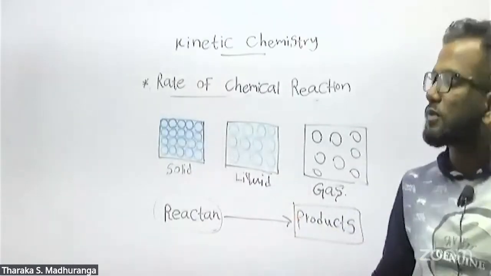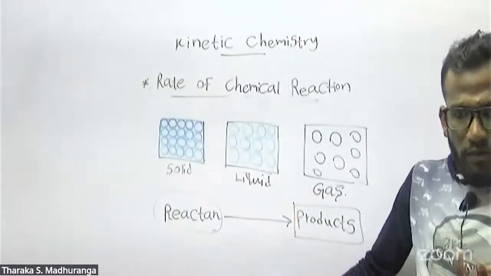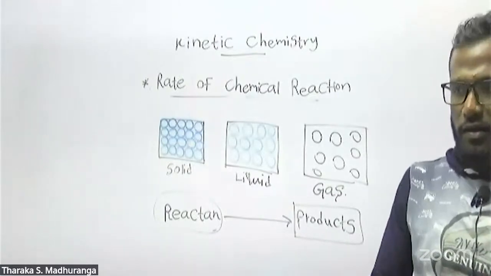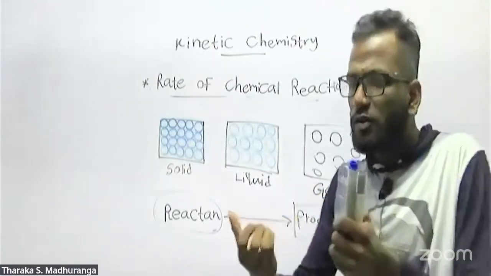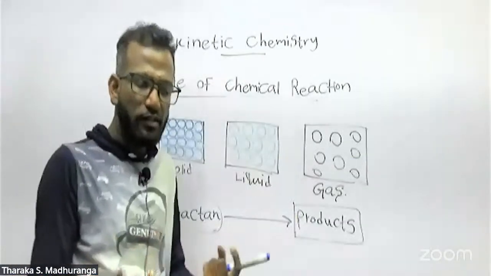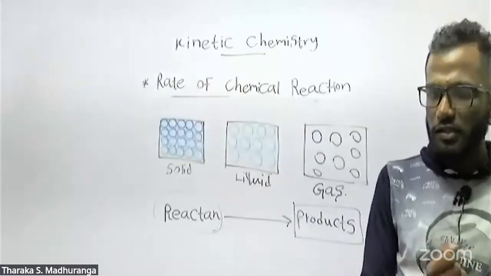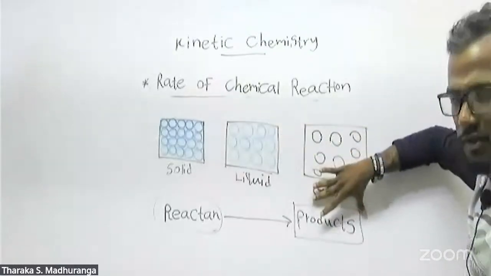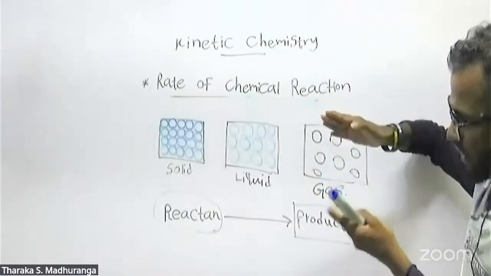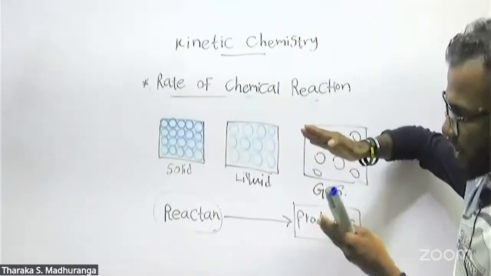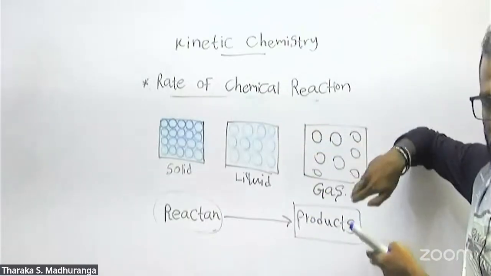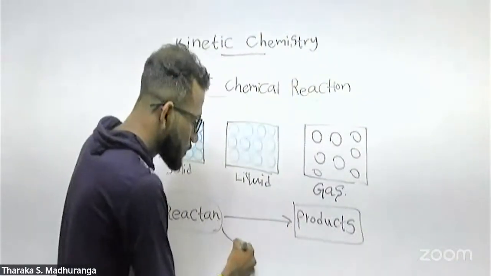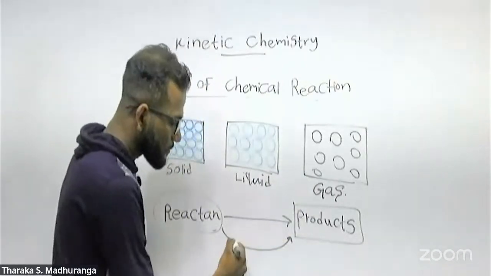Physically, when we consider an ice cube and heat it, it converts into water, but is it a chemical reaction? No, it's only a physical state change. But if any substance converts into a different substance, that is, the initial substance, the reactant, converts into a different substance, the product, by a chemical conversion, that's a chemical reaction. That's the meaning of chemical conversion.